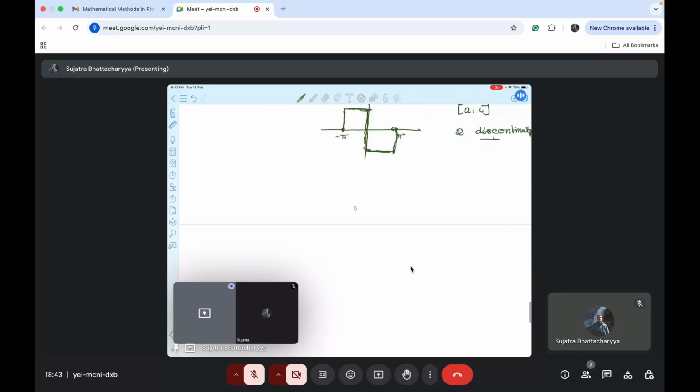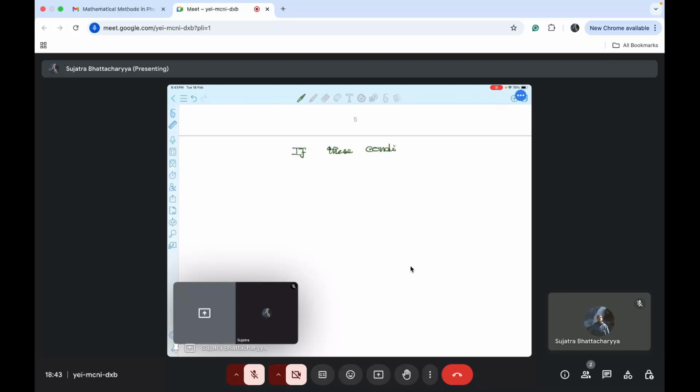Fine. So these are the four important Dirichlet conditions. Most important is the periodicity. So if these conditions are followed, then we can write f(x) as a naught, or you can say a naught by 2, sometimes people write, plus the sum over k equal to 1 to infinity of ak cos kx plus the sum over k equal to 1 to infinity of bk sin kx. This is how you can write.